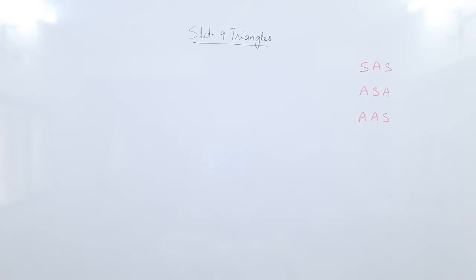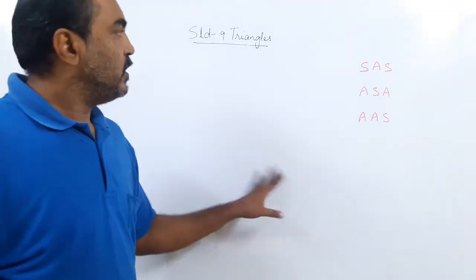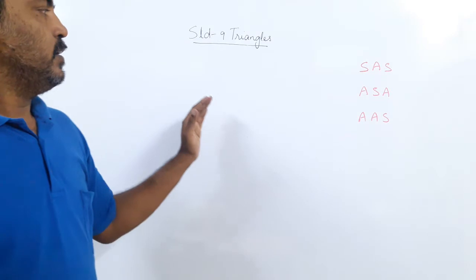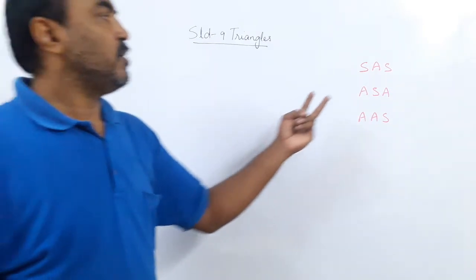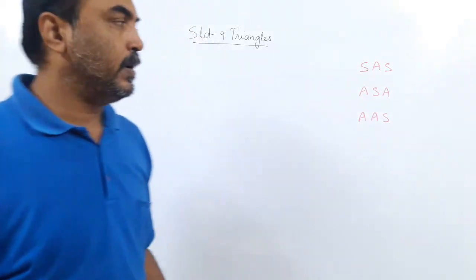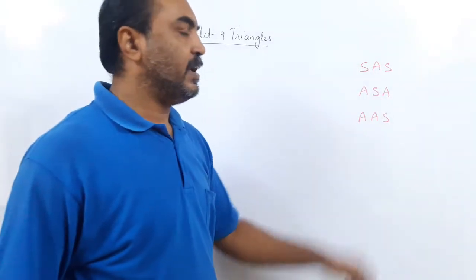Good morning, friends. So we are back to our congruency chapter. We have done SAS, so now we know what SAS is. In two triangles, if the corresponding two sides and the included angle are equal, the triangles are congruent. We have ASA and AAS.